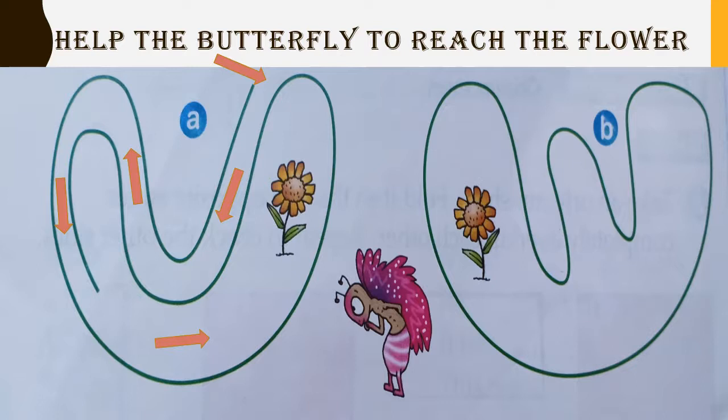But why so? It is because figure A is an open figure and figure B, in which the butterfly is unable to enter, is called a closed figure. So let's discuss the open figures and the closed figures.